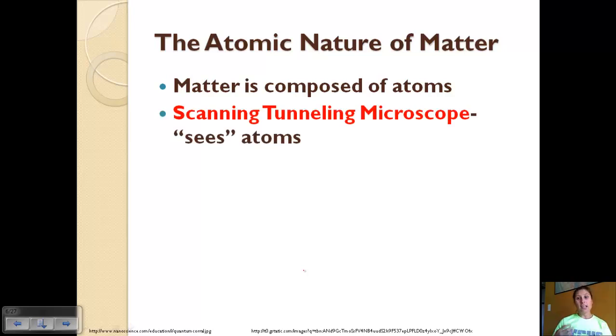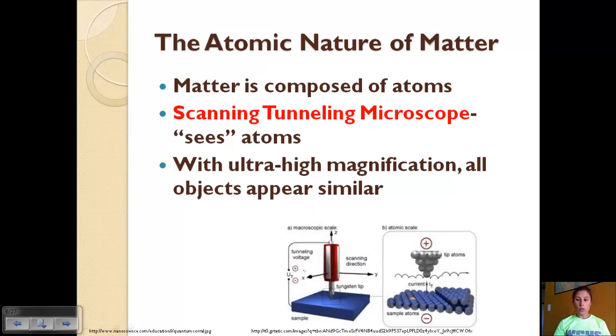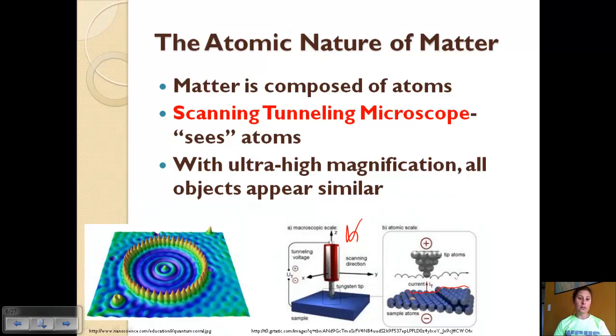In order to see an atom, we use what's called a scanning tunneling microscope because atoms are so small. Basically, we're using ultra-high magnification, and under this ultra-high magnification, all objects appear similar, so we can kind of see atoms. This fancy microscope has a tip about the size of an atom, and so it can tell differences within the surface depending on what it's composed of. Here's a picture of what we would see with a scanning tunneling microscope. We can't really see atoms specifically, but we can see the result of what an atom does to a surface.